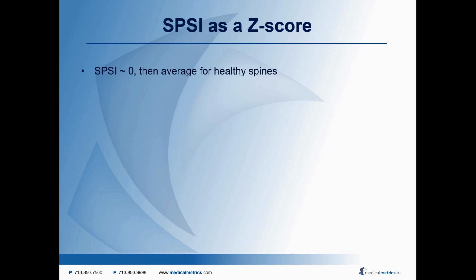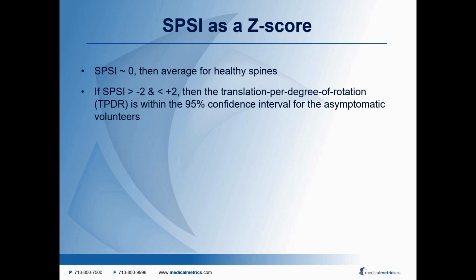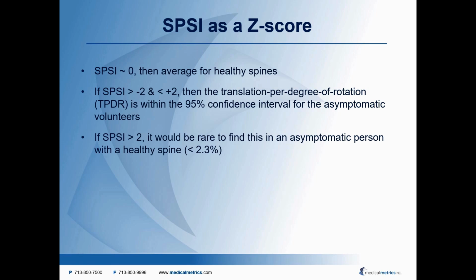If the translation per degree of rotation is exactly average for the healthy spines, then SPSI is 0. If SPSI is greater than -2 and less than +2, then the translation per degree of rotation is within the 95% confidence interval for the asymptomatic volunteers. If SPSI is greater than 2, we know that it would be rare to find this in an asymptomatic person with a healthy spine. In fact, it would occur in less than 2.3% of healthy spines. If SPSI is much greater than 2, this is very abnormal.